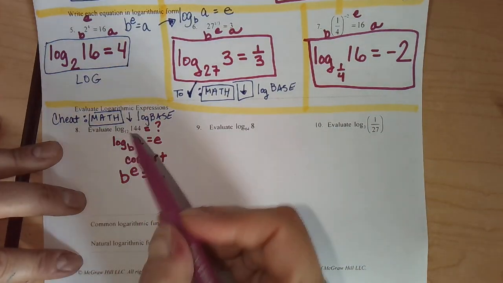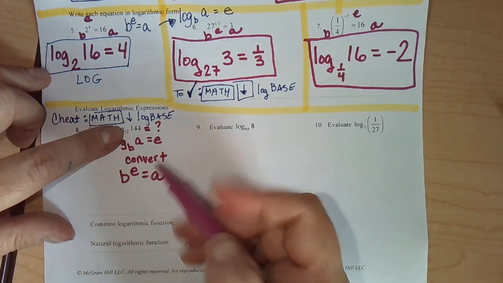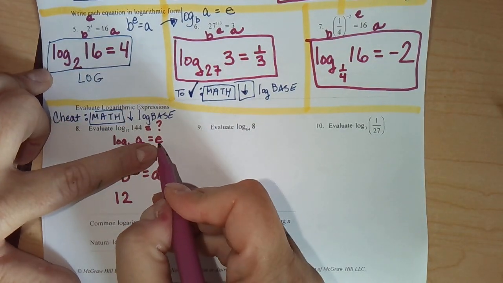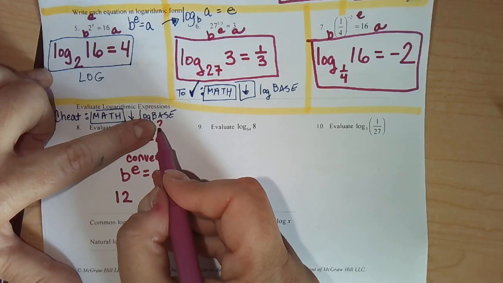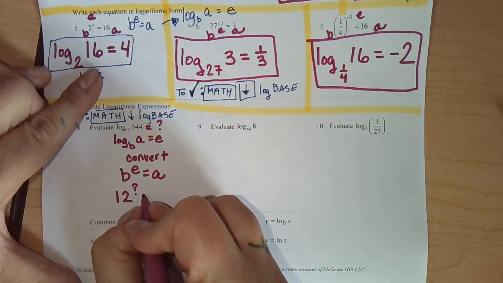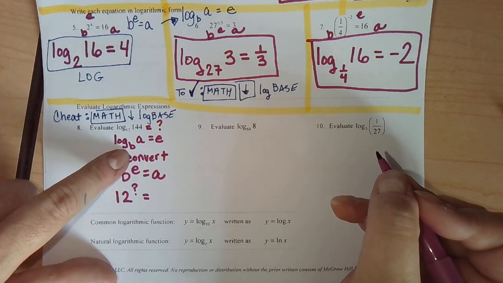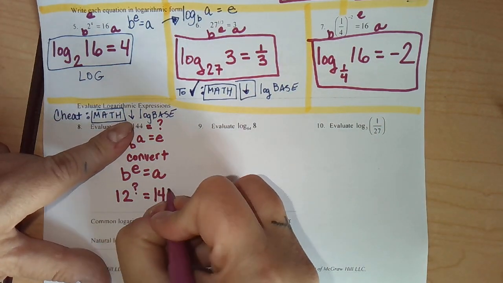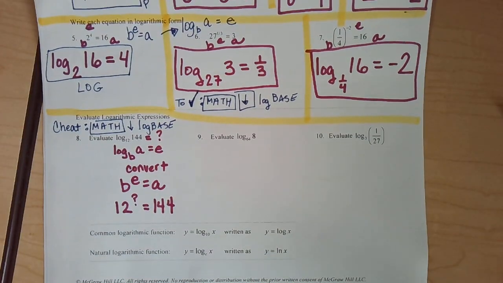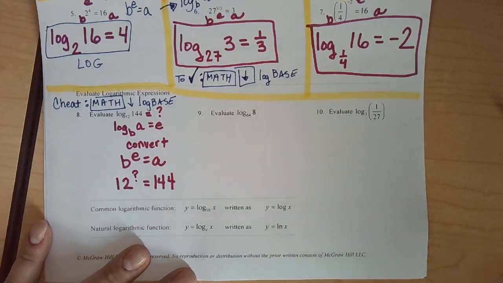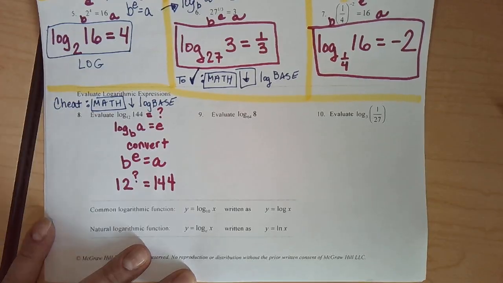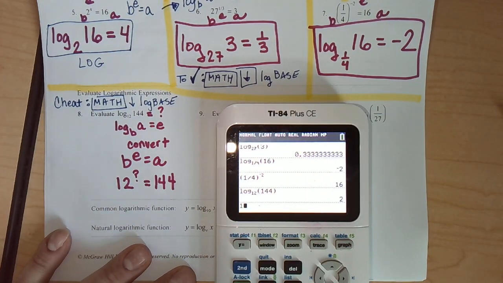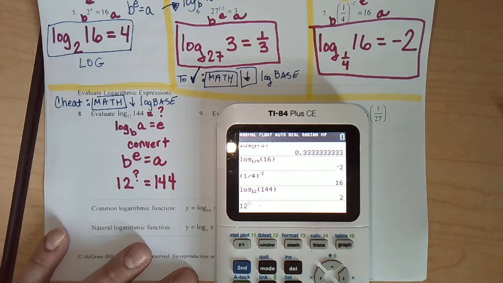When I move my pieces around, that B is now a 12, big and normal. That E, what was it? Question mark. Equals, where's that A? Oh, 144. Okay, and then from here, this is the part that people don't like. You have to play a guessing game. You have to just use the caret button and start typing numbers in.